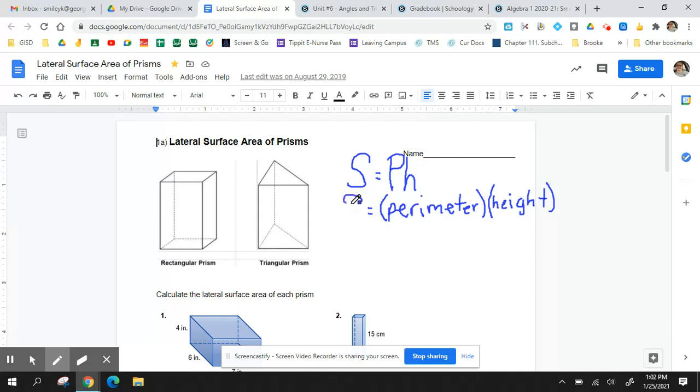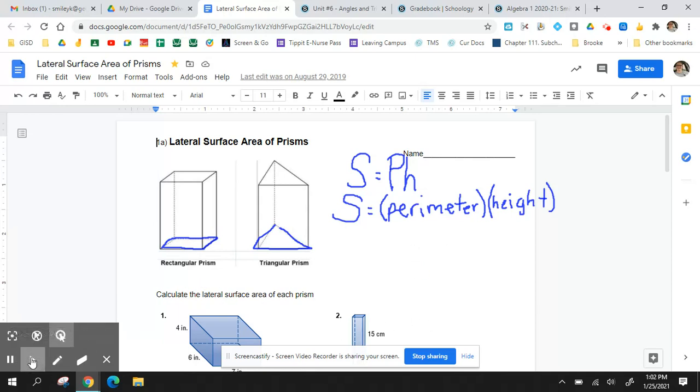And so a quick refresher on what perimeter is. Remember, on perimeter, we're going to add up all four of the sides of our base. Okay, perimeter is adding up all four sides. So if you had a triangular prism, guess what? You would add up the triangular part of your base, okay? And you'd add the three sides together. So let's look at an example.